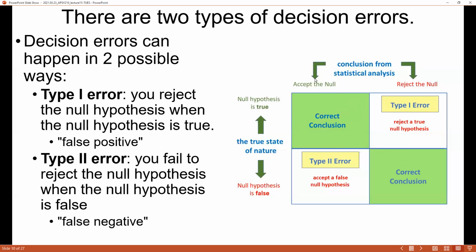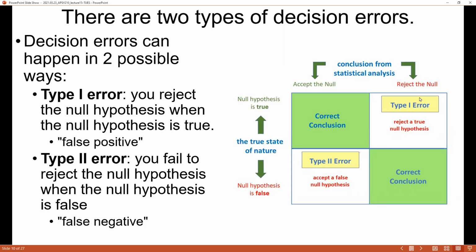Alternatively, the actual state of the world is that the null hypothesis is false and should be rejected. And if you do reject the null hypothesis in that situation, that is also a correct conclusion. And type 1 and type 2 errors are the other half of this distribution, or this 4-quadrant model.